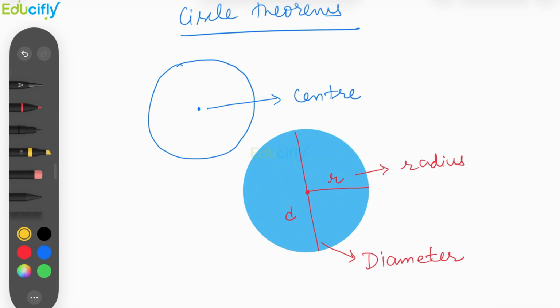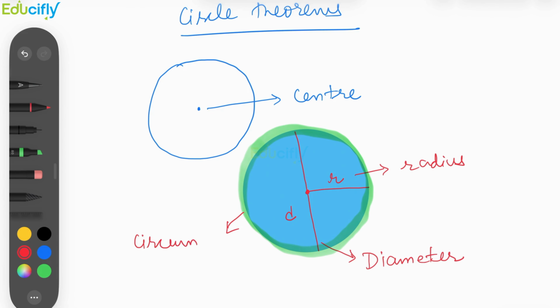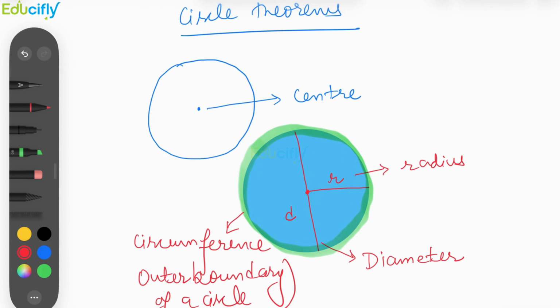Next thing is very easy and very interesting. This whole line which we are calling the circumference, this line is actually called the circumference of the circle, which is the outer boundary of the circle. Outer boundary of a circle.